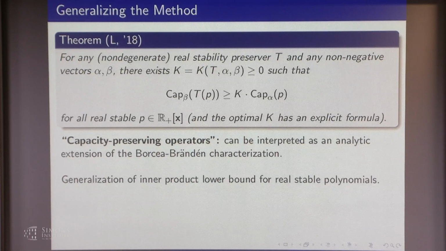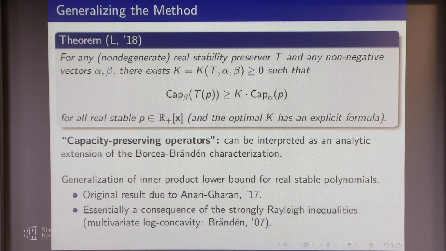And it turns out this is also a generalization of an inner product lower bound for real stable polynomials. Like I said, this is due to Nima and Cheyenne. I'm not going to talk too much about this, but the point is that for that lower bound, you do some big inductive process to get down to some really basic base case. You use the strongly Rayleigh inequalities, which you should think of as multivariate log concavity, to prove this lower bound, and somehow this result is a big generalization of that base case. So again, this is all relying on the log concavity properties of real stable polynomials in a really strong way.